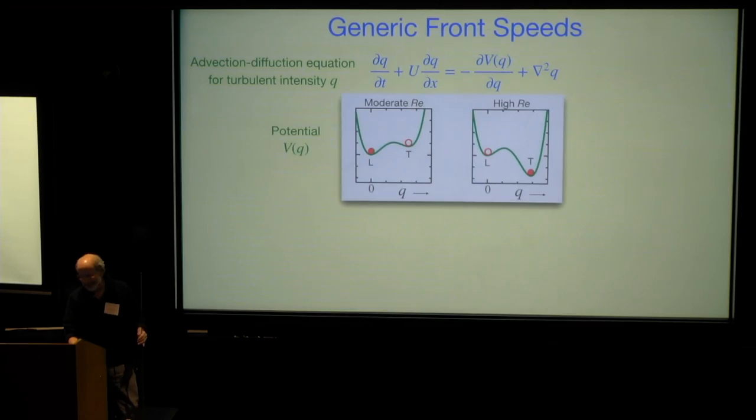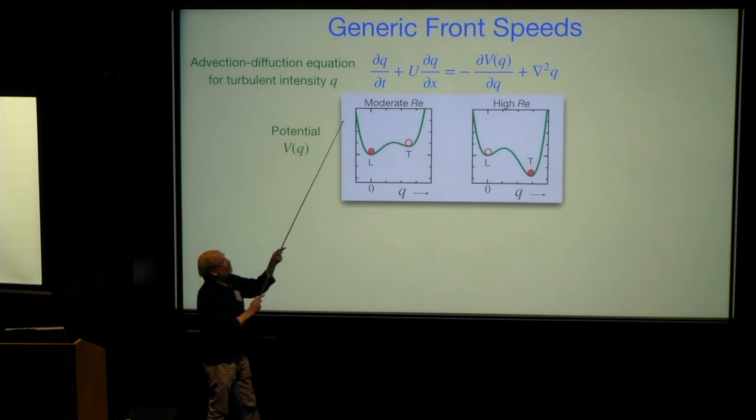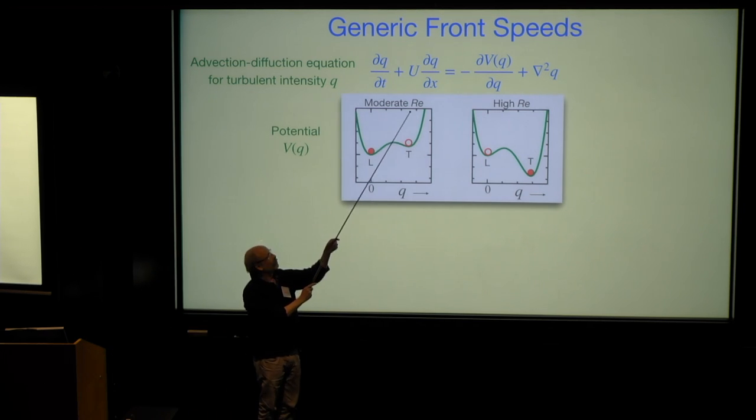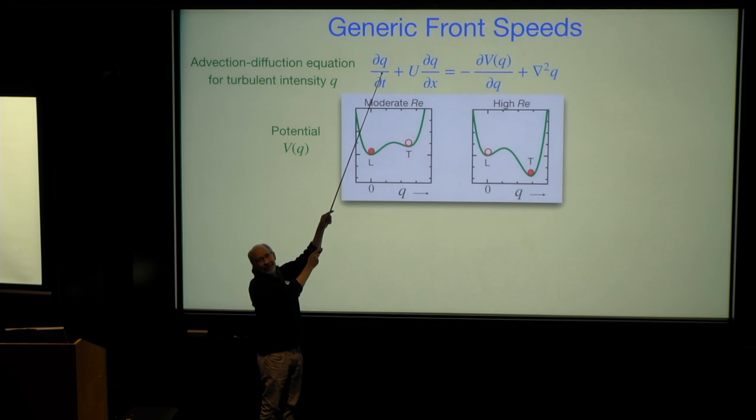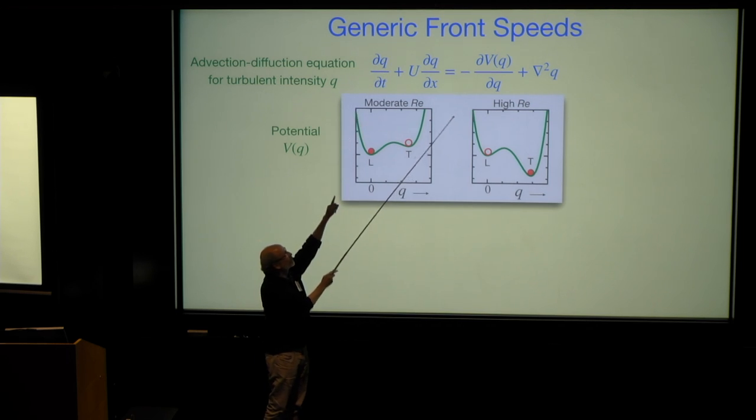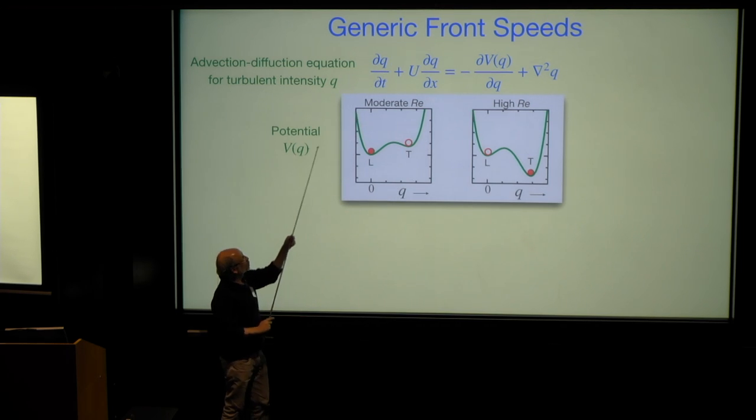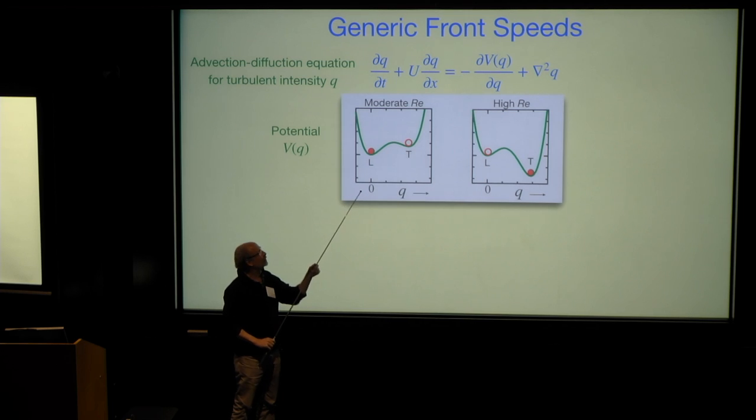Hopefully that's clear. Let me go on. So the idea is, this is essentially what Yves Pomeau wrote down as a way to think about it. Q is the turbulence intensity, and it's evolving according to this equation. But the main thing is, and this should be labeled, there's a potential or free energy as a function of this turbulence intensity.